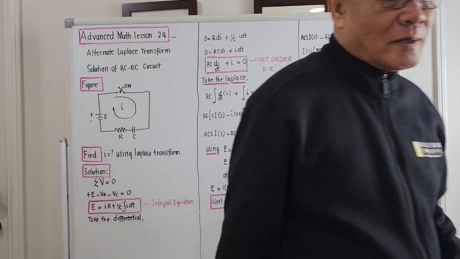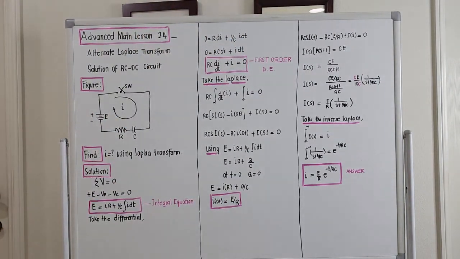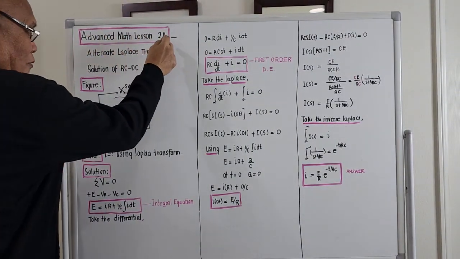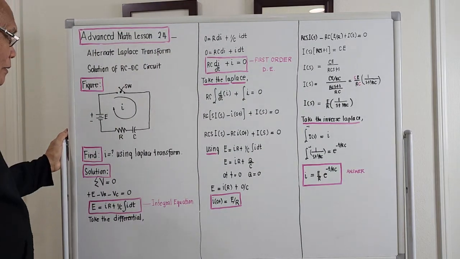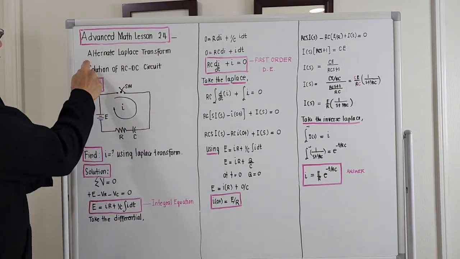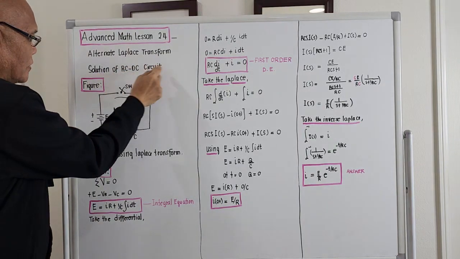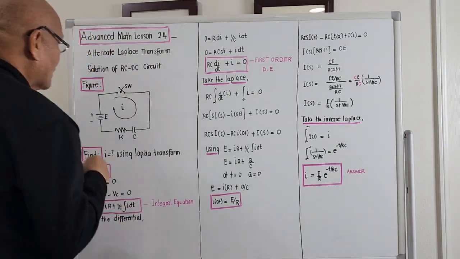My topic will still be a long-form video on advanced mathematics. I will check my camera. Oh, it's still fine. It will be advanced math lesson number 24. This is now the so-called alternate Laplace transform solution of RC-DC circuit.